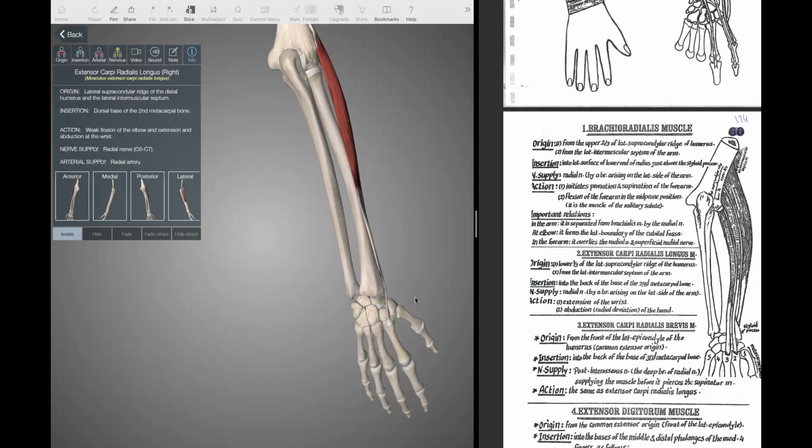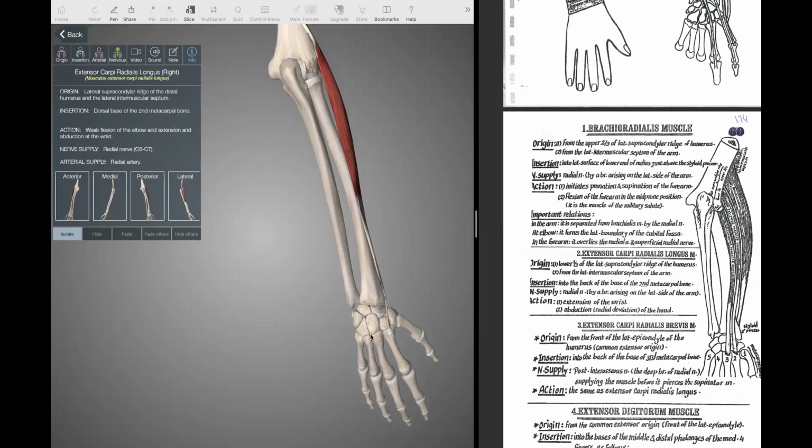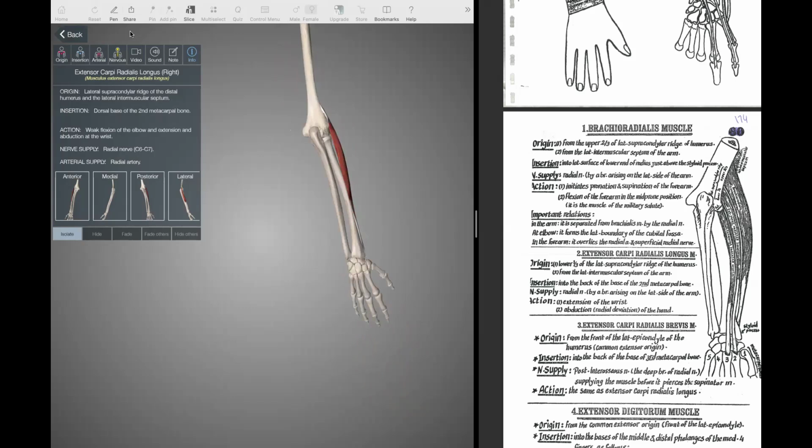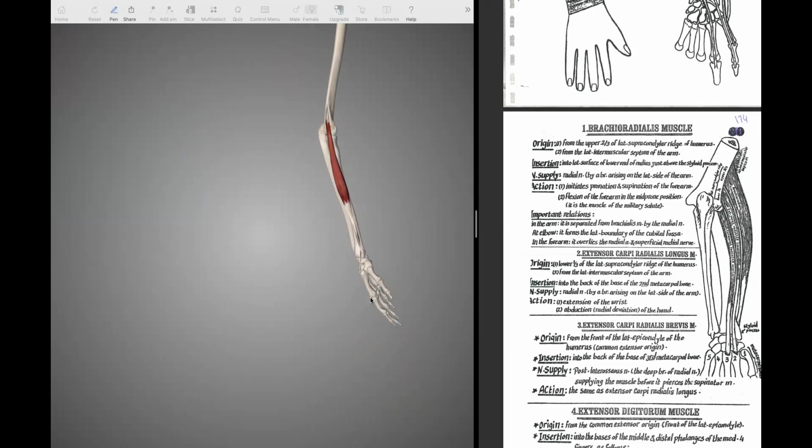Now action. Just because it's inserted on the wrist, it now controls mostly the wrist. So it will extend and abduct the wrist. It will extend. Why? Look, isn't it connected on the dorsal end? If it's connected on the dorsal end, it will extend the wrist. Let's say the wrist is like this, it will cause this movement.